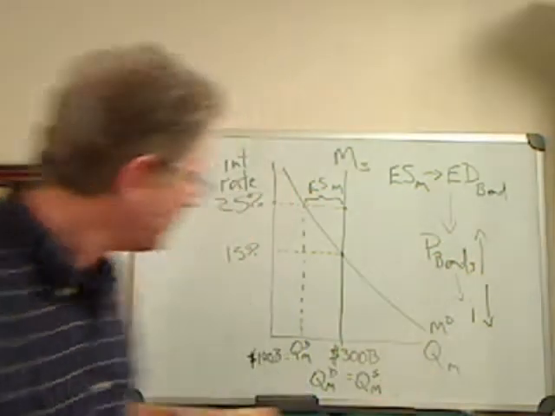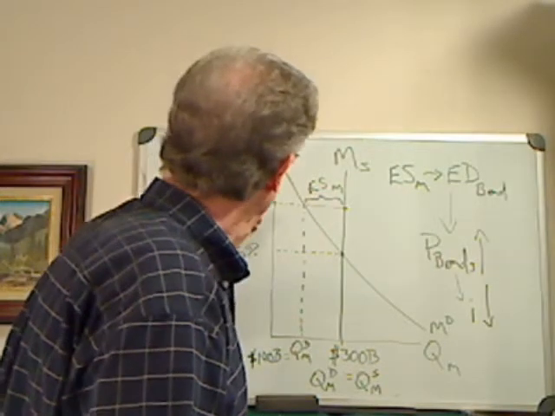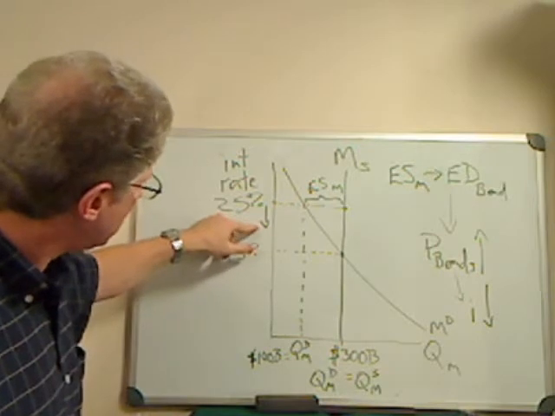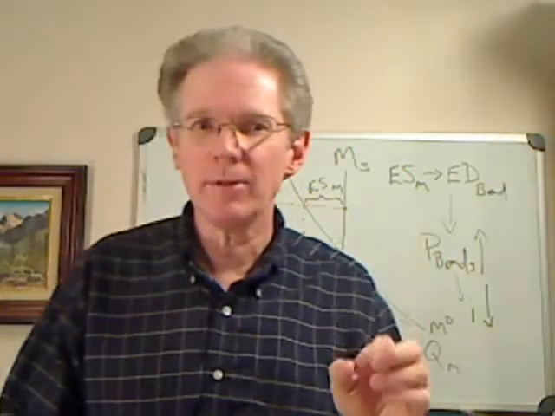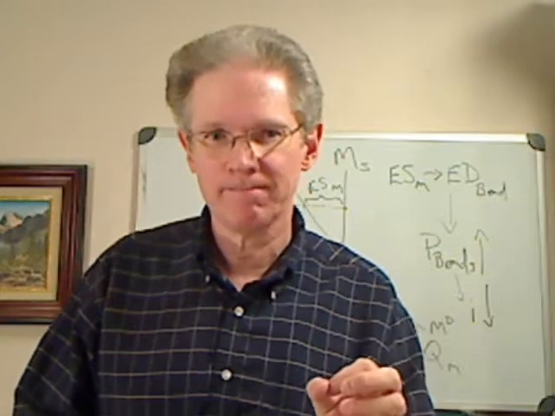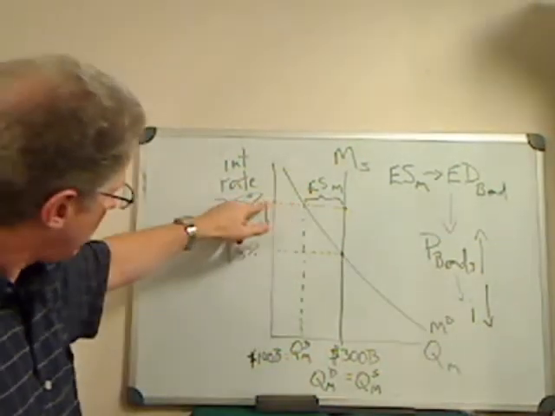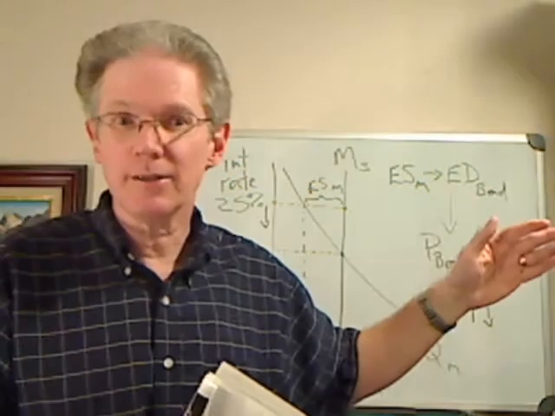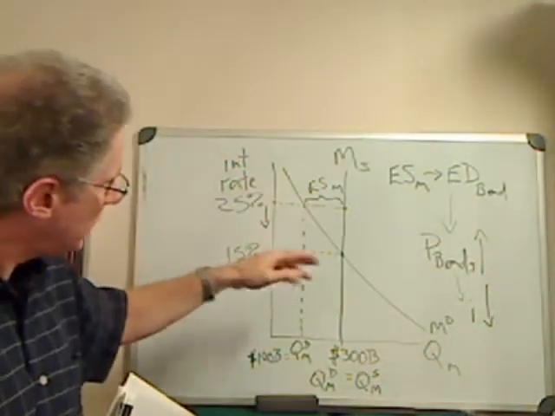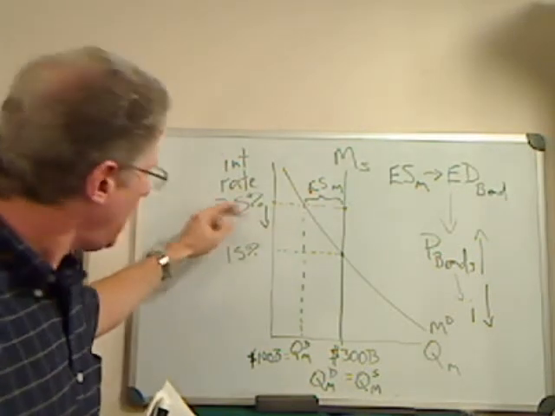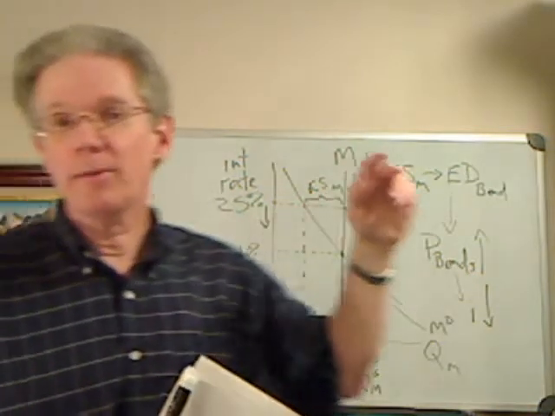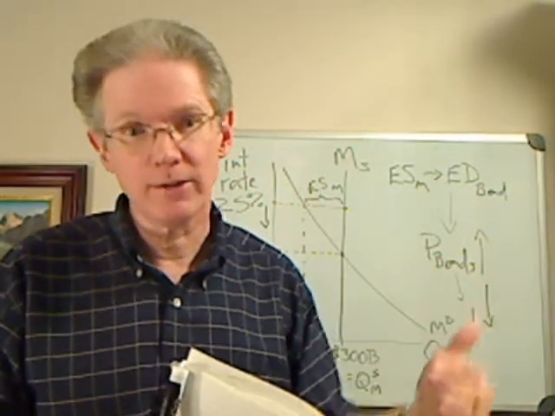Now think about, as the interest rate falls, what occurs? As the interest rate goes down, what's happening to the opportunity cost of holding money? At 25% interest, bonds are paying a really high interest rate. The opportunity cost of holding money is really high. But as the interest rate on bonds goes down, the opportunity cost of holding money goes down.